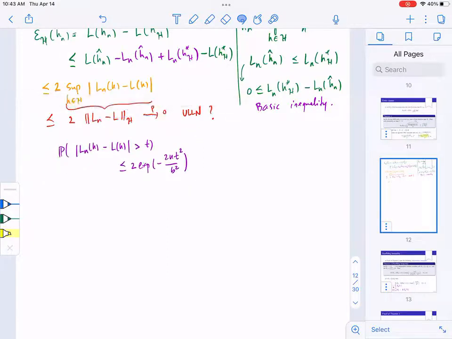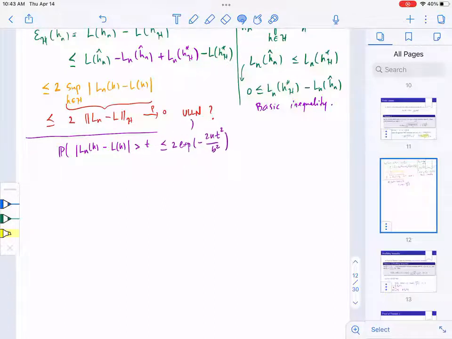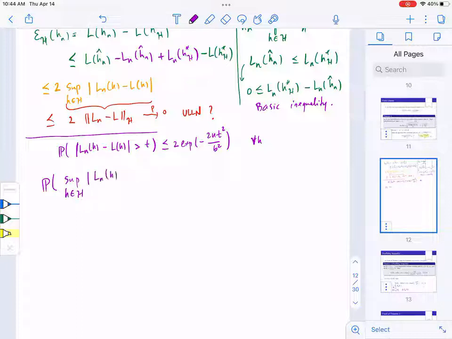That's the result that I have from Hoeffding. This holds for any fixed function. So how do I get the bound that I want uniformly? So I want now the probability, this holds for all h in H or otherwise actually. So the probability that the sup over h in H of L_n of h minus L of h is bigger than t. How can I bound this now?